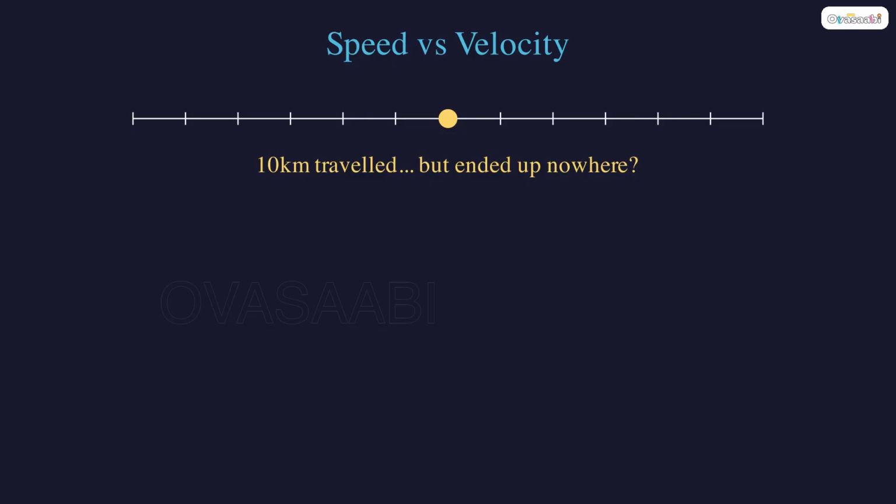A car travels 5 kilometers east, then 5 kilometers back. It moved 10 kilometers, but where did it end up?